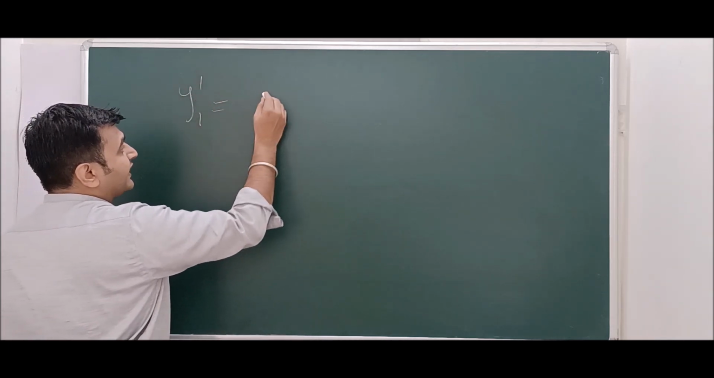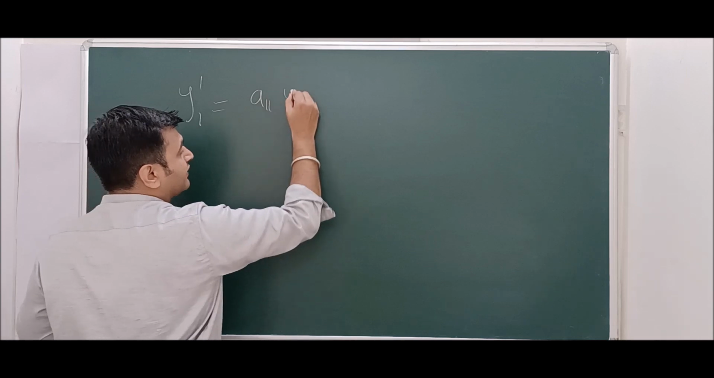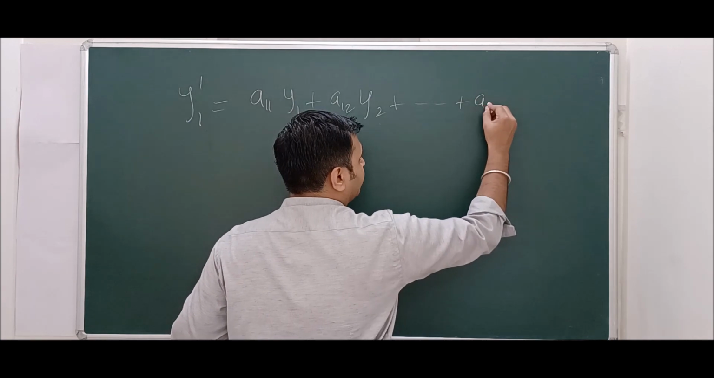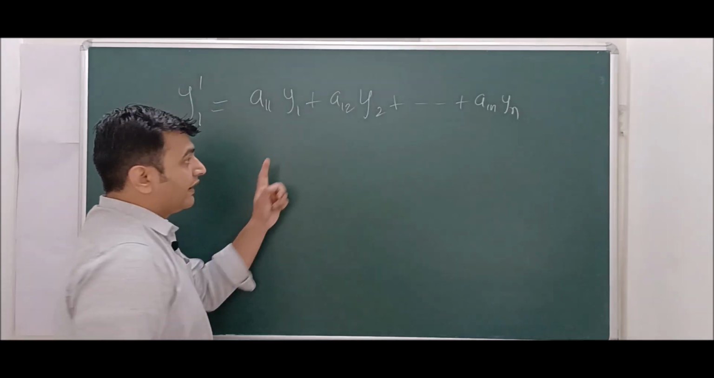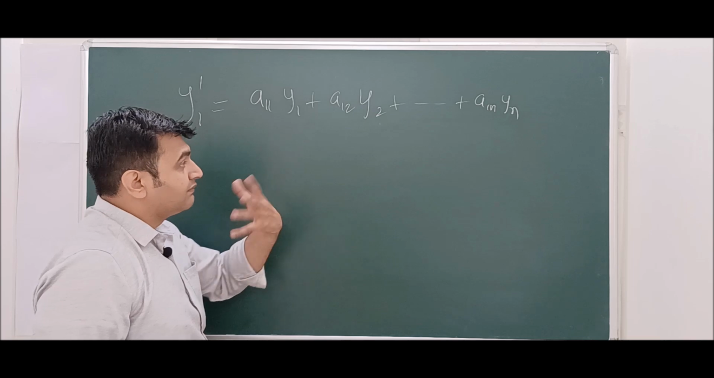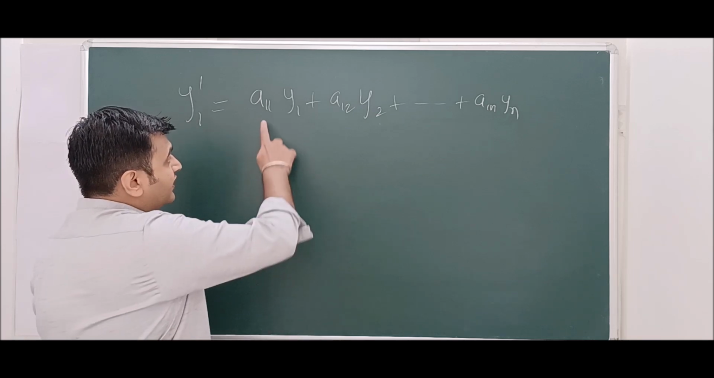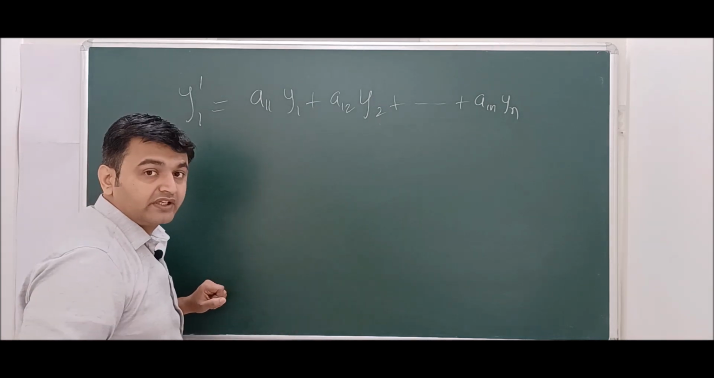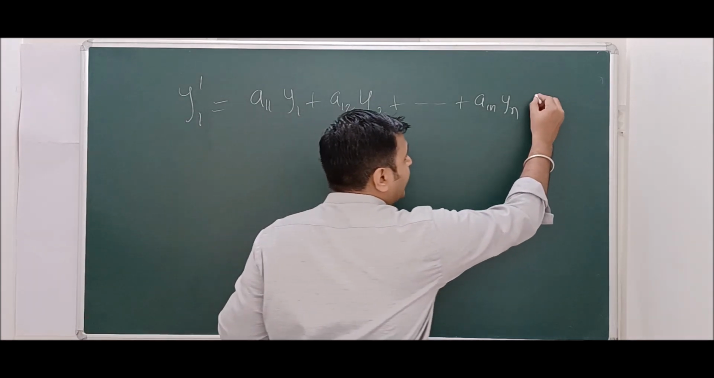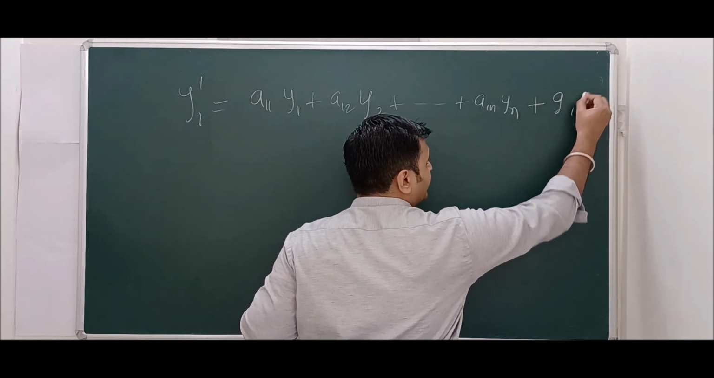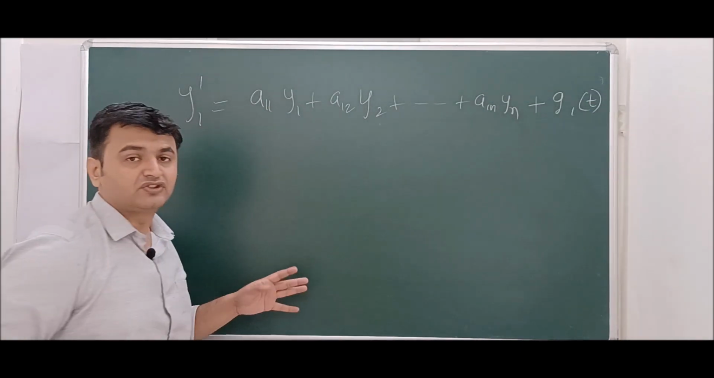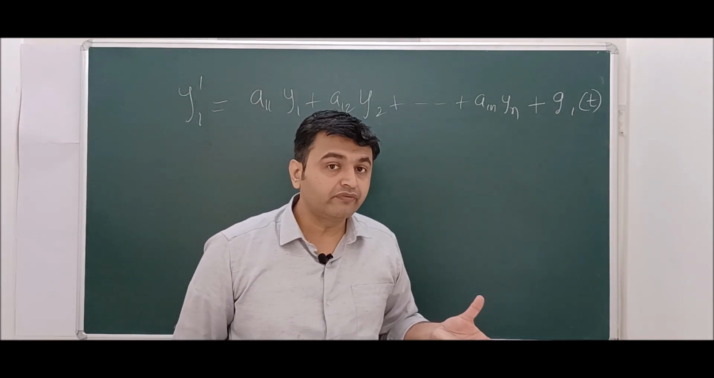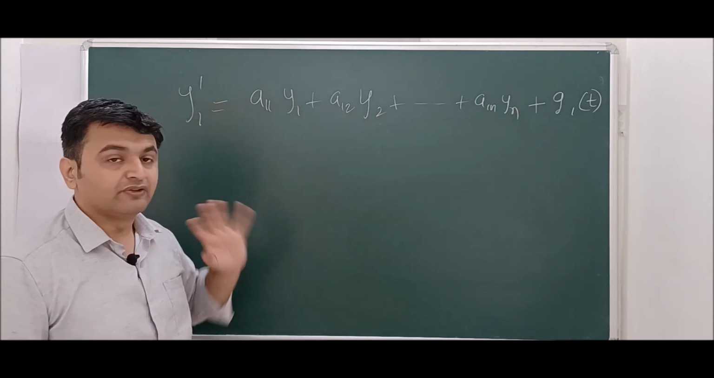Suppose my y1 prime is a11 into y1 plus a12 into y2 plus up to a1n into yn. So y1 to yn are my dependent variables, and t is the independent variable. Here I want all the coefficients to be constants. If I want to apply the method of undetermined coefficients, these have to be constants. Plus, since it's non-homogeneous, you will have a function of t, that means a function of the independent variable. That means you will have a term which is independent of the dependent variables and their derivatives.